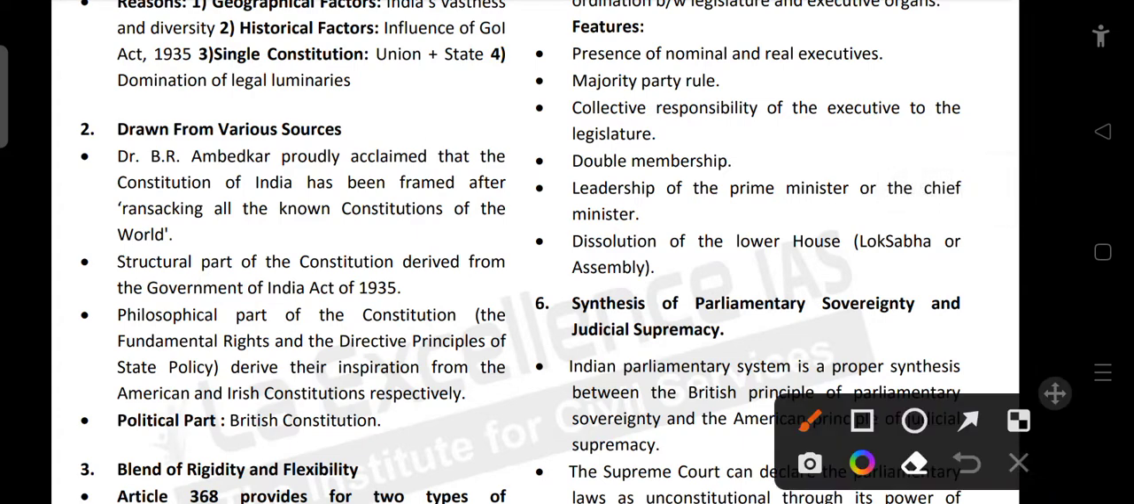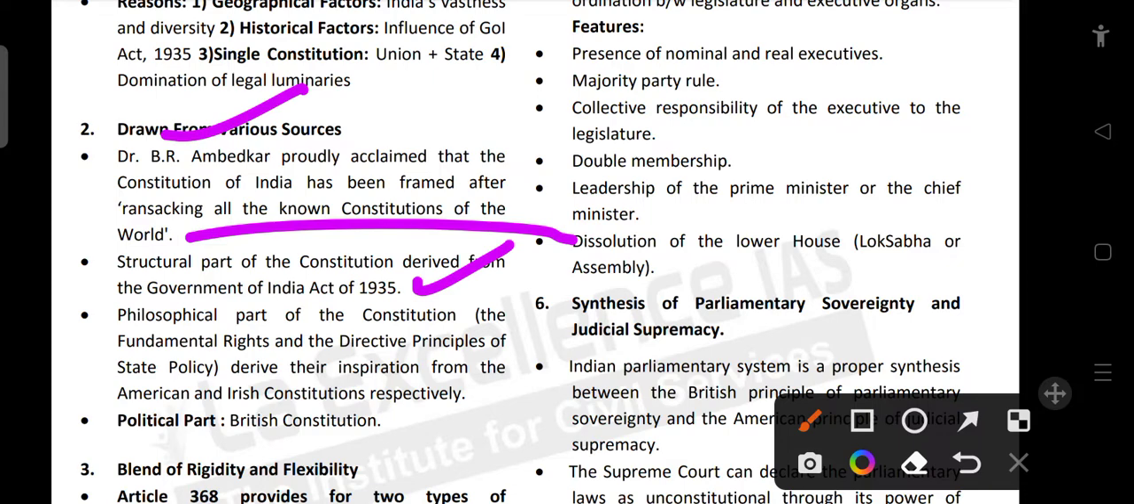Drawn from various sources. To derive the best thing from every constitution, we use various sources. Dr. B.R. Ambedkar proudly acclaimed that the Constitution of India has been framed after ransacking all the known constitutions of the world. So Ambedkar proudly said that we took all the best practices from all the countries all over the world and made our Indian constitution.